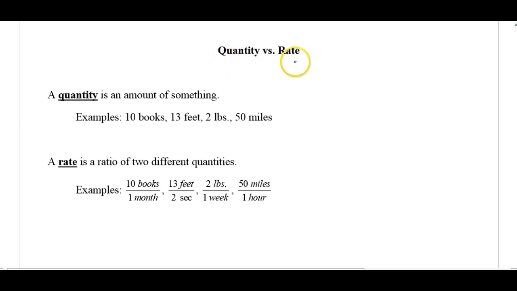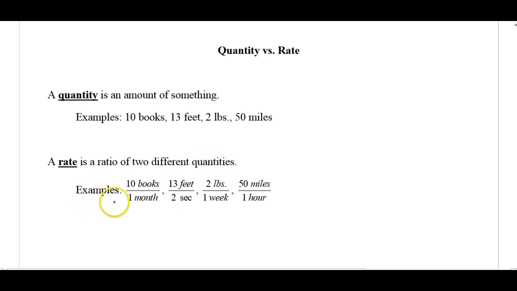a quantity and a rate. So a quantity is defined to be an amount of something. Some examples include we can have 10 books, or 13 feet of something, or 2 pounds of something, or 50 miles. As opposed to a rate, which is a ratio of two different quantities.